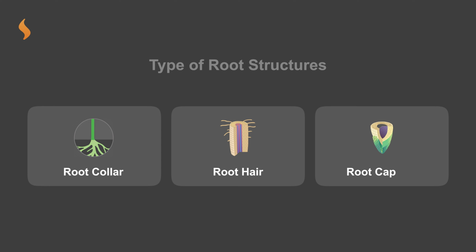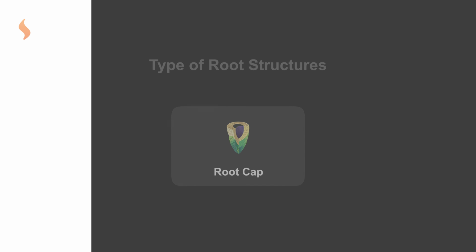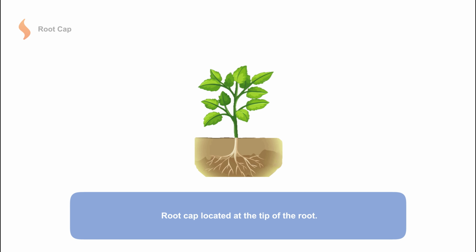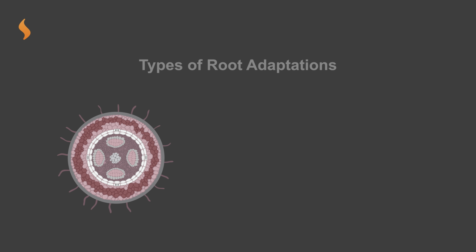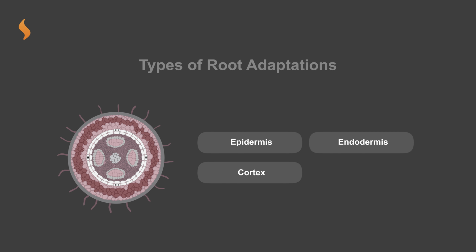The third type of root structure is root cap. Root cap, located at the tip of the root, protects the root from damage when it penetrates the soil. There are four types of root adaptations: epidermis, cortex, endodermis, and vascular cylinder.